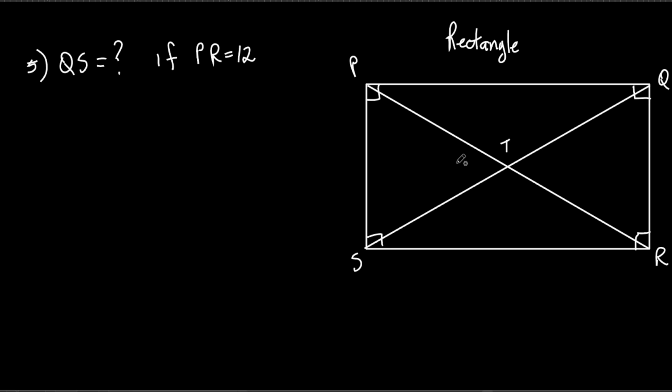Okay, so if they tell you that PR is 12, what do you think QS is equal to? It's going to be 12 as well because they're both exactly the same. So if they tell you one, then the other one's going to be exactly the same.